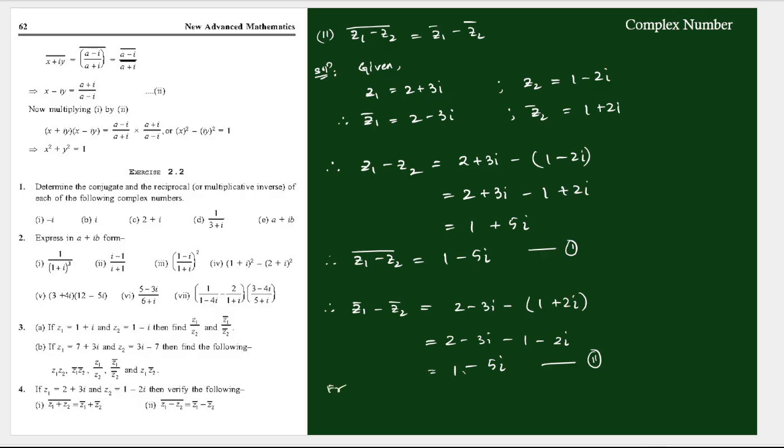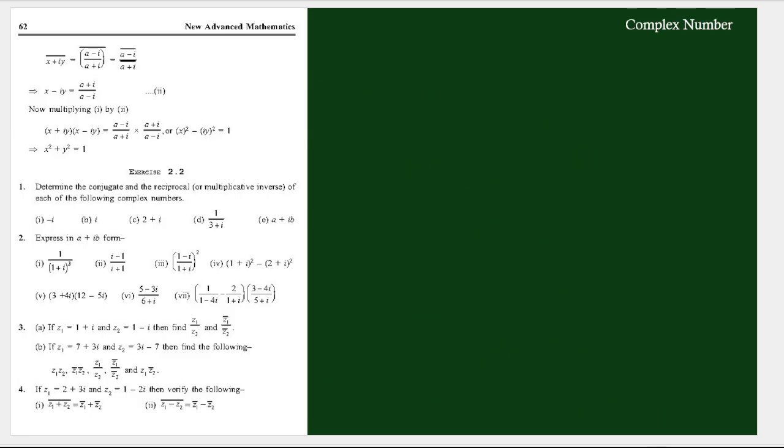So from 1 and 2, we can say that z1 minus z2 bar equal to z1 bar minus z2 bar. Hence verified. Okay, we have completed this one.